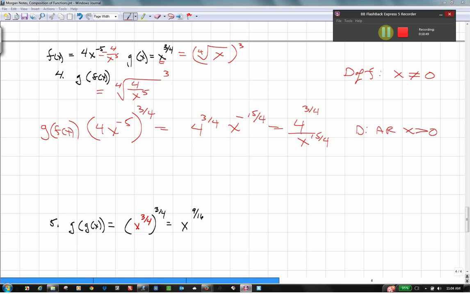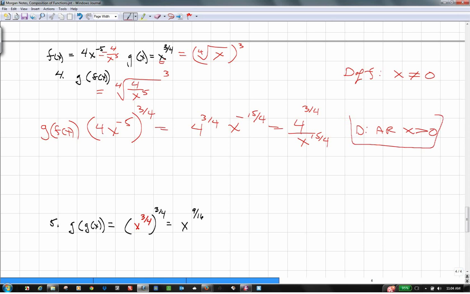I guess I must have made a mistake when I said it. This is the domain, so it's all values of x that are greater than 0. x can't equal 0 and it can't be negative.